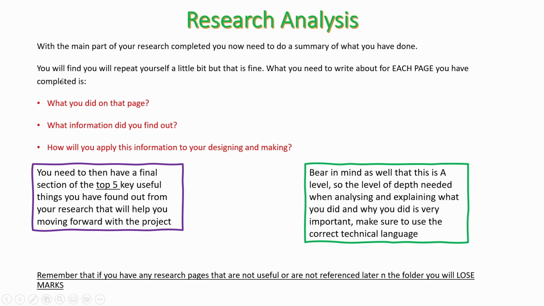For each page that you've done, there are three things you should be doing. Basically, what did you do on that page? And be specific. You can't do a really generic "I looked at existing products." Be very, very specific about what you did. For example, I looked at 3 primary products and 4 secondary products. I then disassembled one product and I discovered this and that. Then, what information did you find out from doing it?